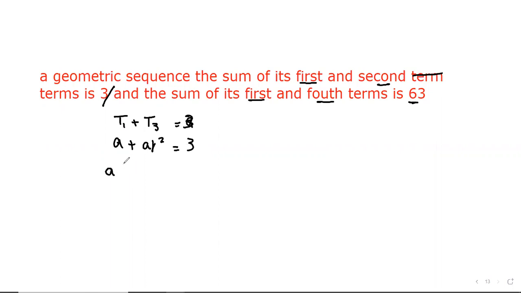We can take A as a factor, so you are left with 1 plus R to the power of 2. Here it's the second term, sorry. So it's T2, not T3. So here it's AR. So the first term is A and the second term is AR, equal to 3. A is a factor, so you are left with 1 plus R equals 3. That is equation 1.